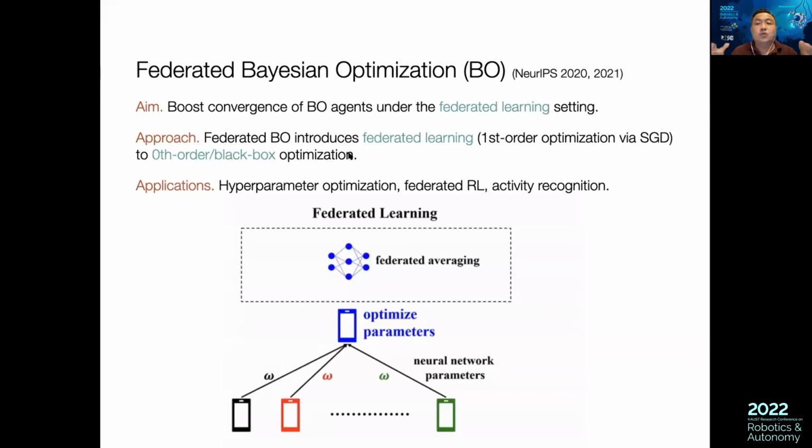Now, for those of you who are interested in the case where you have multiple robot teams, and each team is doing some kind of optimization, and they hope to share the optimization outcomes with each other, this is a line of work that will be very useful, which we call federated Bayesian optimization. On the other hand, if you're interested in optimizing the policy parameters of multiple different RL agents, and you want to do some form of federated learning across them, this can be used as well.